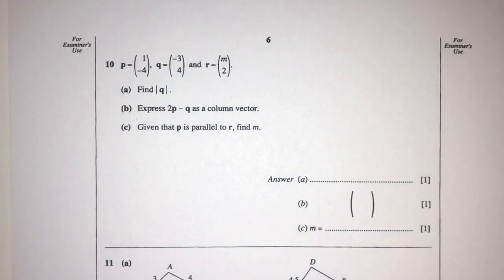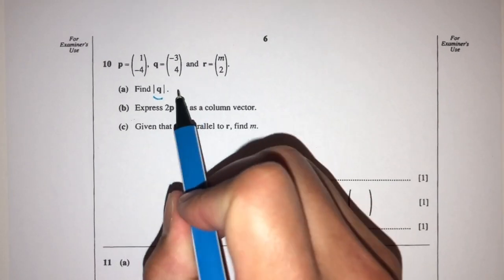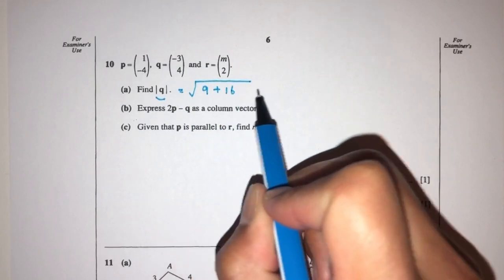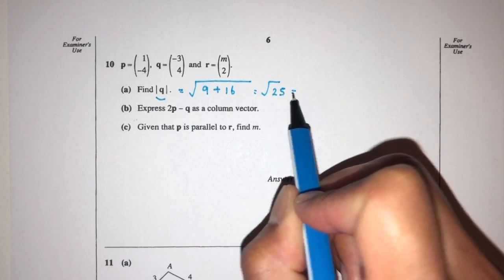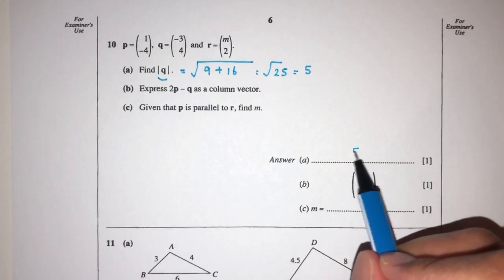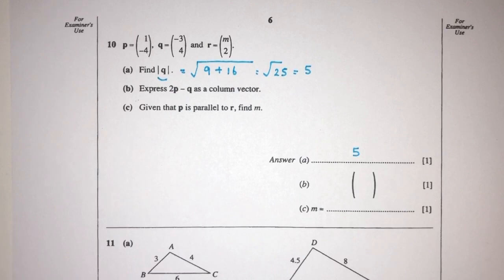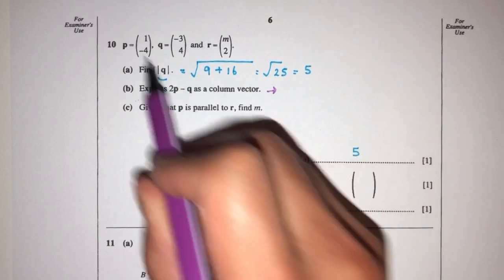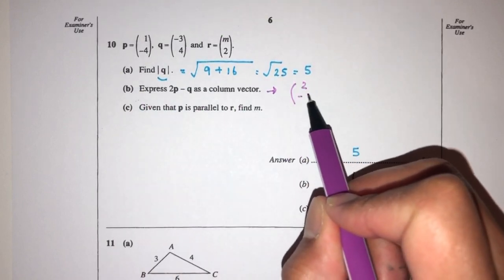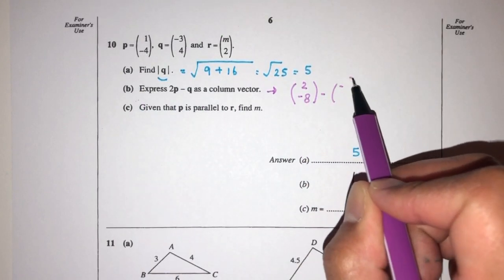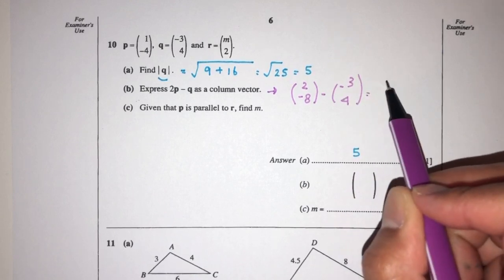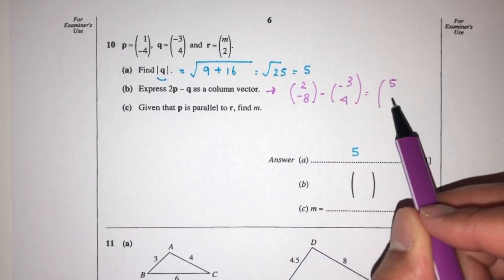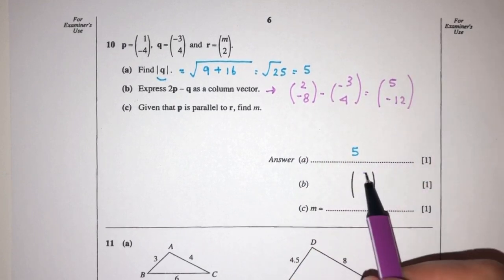So here we have to find the modulus of Q. Pretty easy. That will be the square root of 9 plus 16, that will be root of 25, and that should be 5. Now for part B, let's see what we have. So we have to find this. So pretty easy, replace. 2 times P will be what? 2 times this will be 2 minus 8, and minus Q will be minus 3, 4. And you will have 2 plus 3 is 5, and minus 8 minus 4 should be minus 12. So 5, minus 12.